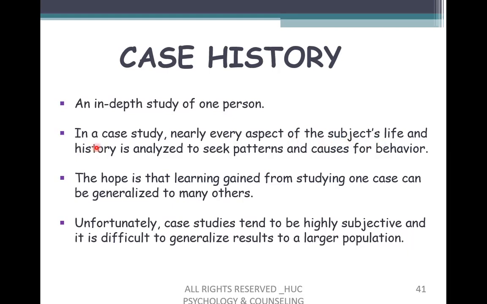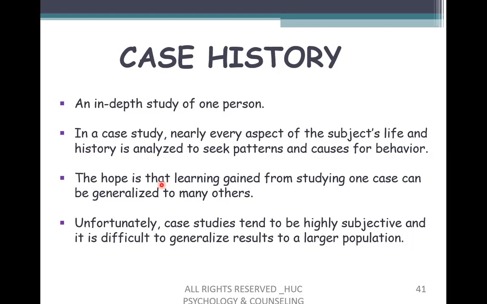Okay, so in a case study, nearly every aspect of the subject's life and history is analyzed to seek patterns and causes for the behavior. So we study the subject's life and how his patterns are resulting in his behavior. We analyze his patterns and how they result in his behavior. So that is called a case study.